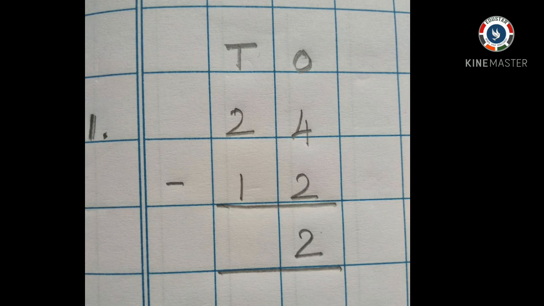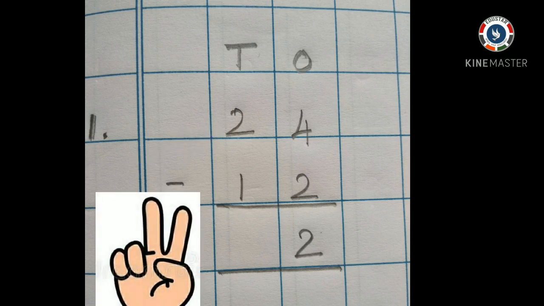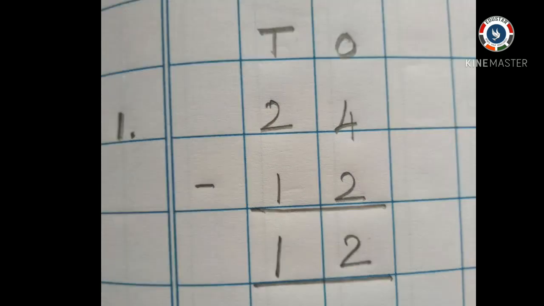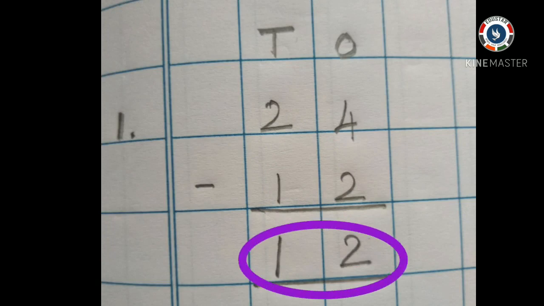Here we are going to use finger method because here both are small numbers. So for finger method, first we need to keep bigger number 2 as fingers. And now look at the second number. Second number is 1. So let us cut 1 finger from this 2. Now how many fingers are remaining, children? Yes, 1. So the 2 minus 1 answer is 1. So the difference between 24 and 12 is 12.